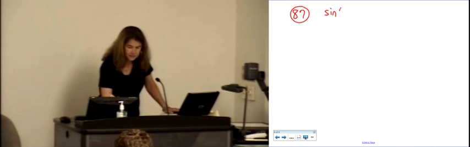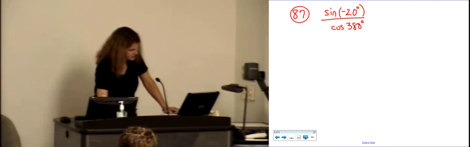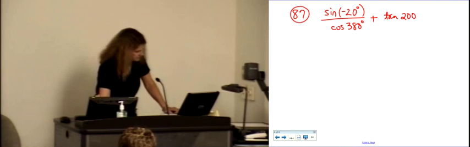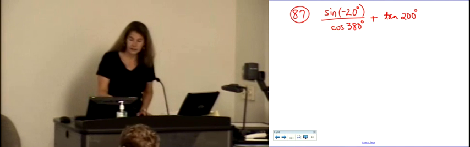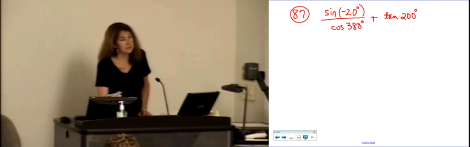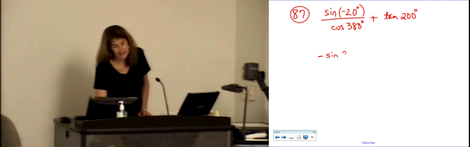All right, 87 says the sine of -20 degrees over the cosine of 380 degrees plus the tangent of 200 degrees. So let's see what we've got here. First, let's make the negative angle positive. Same idea. Sine is an odd function, so that is the same as negative sine 20 degrees.